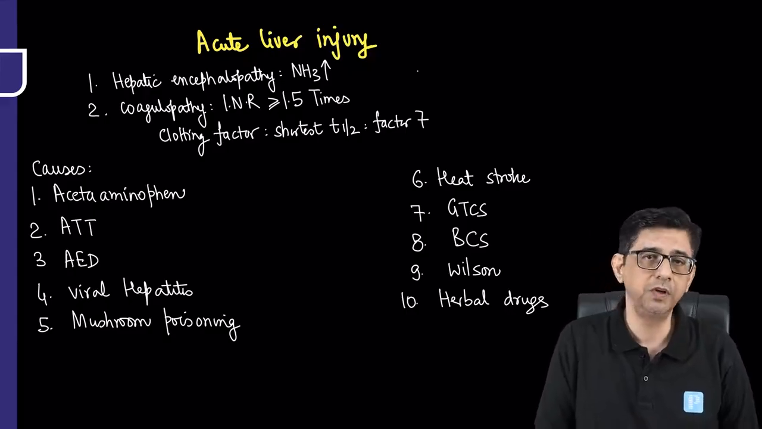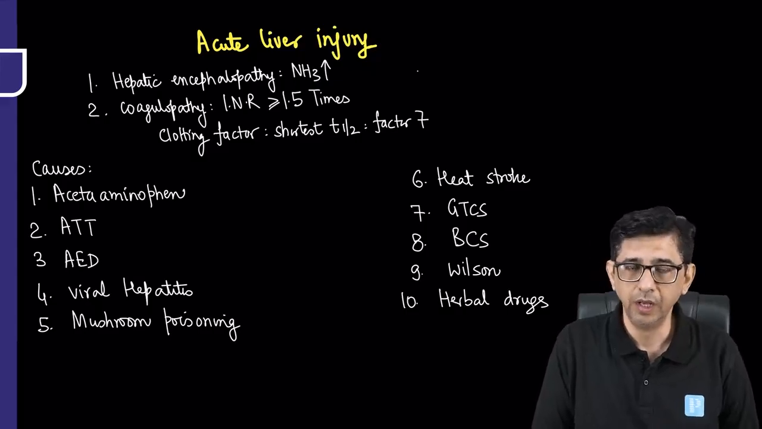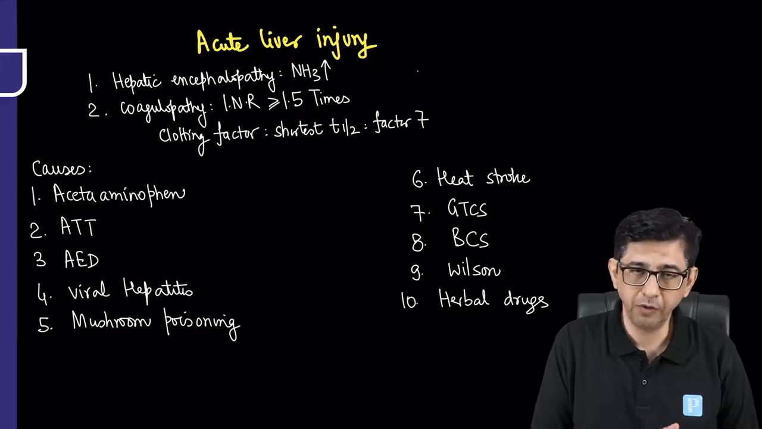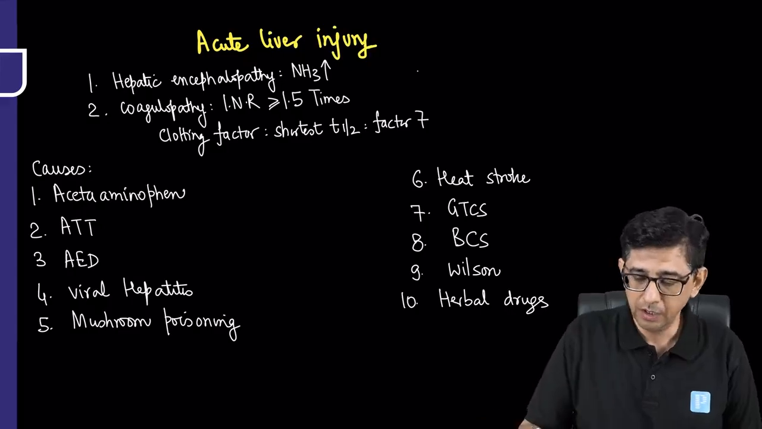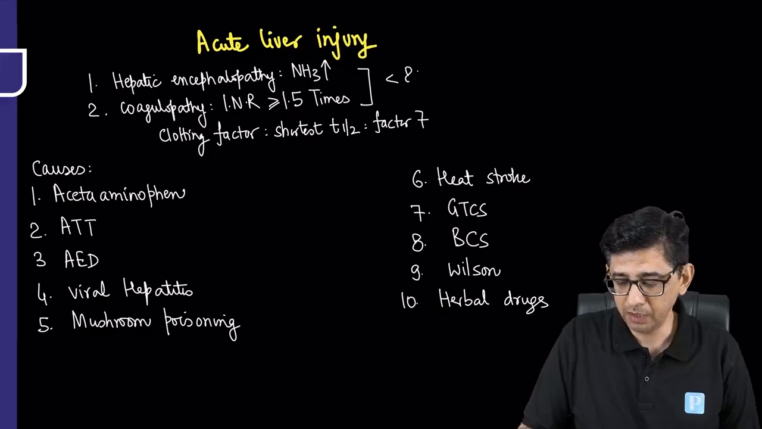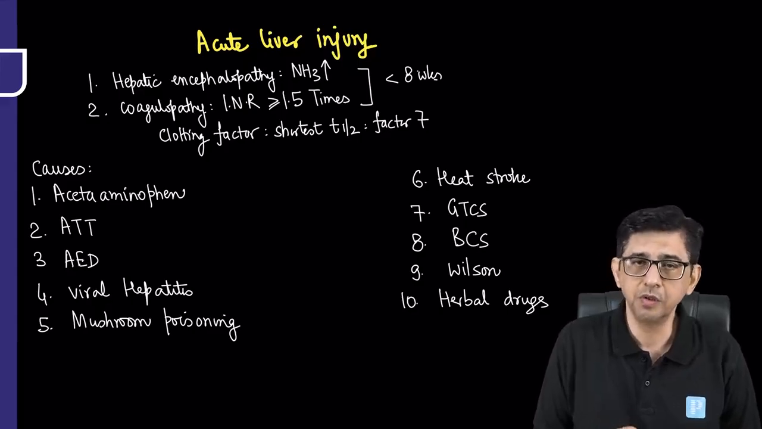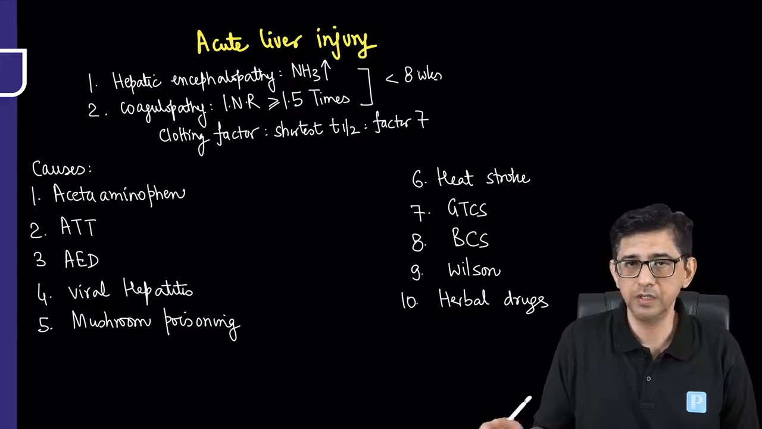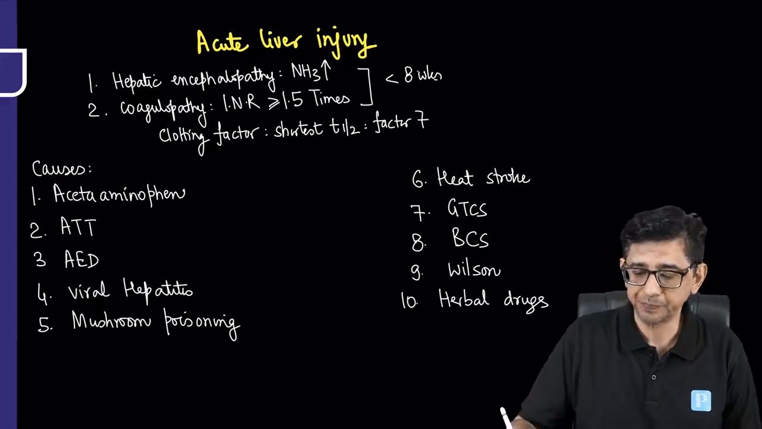So the moment the liver gets damaged, factor 7 levels will be the first to fall, and the moment factor 7 levels fall, the prothrombin time or INR will start getting elevated. So if we have 1 plus 2 developing in any case within 8 weeks of a liver insult, the liver insult could range from mushroom poisoning to toxins in the form of paracetamol. We'll work out a list in a while, but paracetamol toxicity or toxins is one of the leading causes.